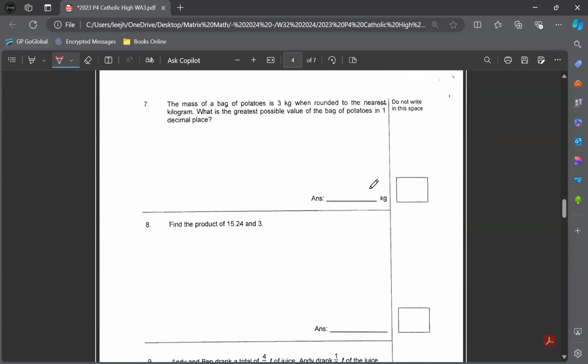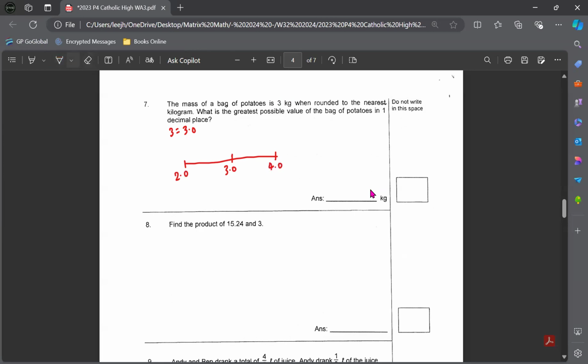Question number 7. The mass of a bag of potatoes is 3 kg when rounded to the nearest kilogram. What is the greatest possible value of the bag of potatoes in one decimal place? So we are going to convert this 3 kg to one decimal place. 3 will be 3.0. So when you round it off to the nearest value, it's actually 3 kg. So I'm going to write here 3.0. So 1 kg less is 2.0. 1 kg more is 4.0.